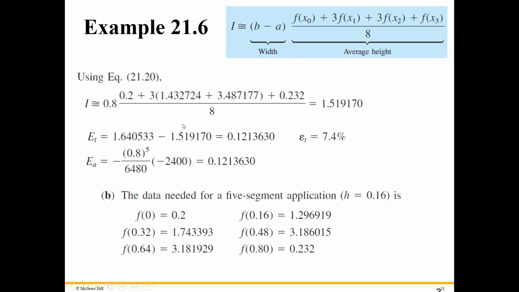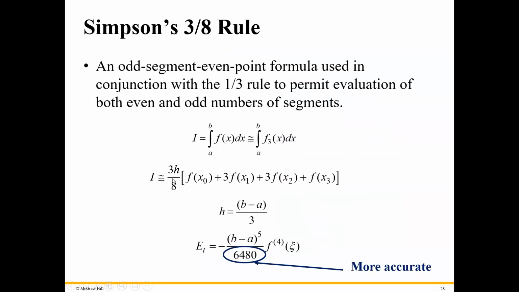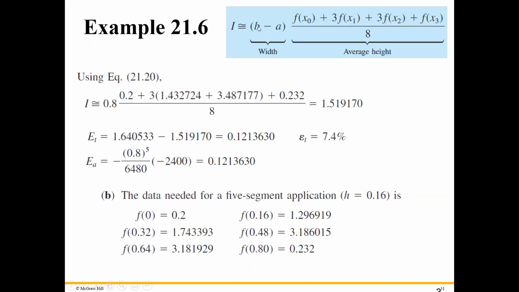In this case, the simplified form is, if you take h equal to (b minus a)/3, the 3 will cancel with this. If we put h over here, it will remain as (b minus a) divided by 8. So this is how we apply this formula, and it gives us an answer of 1.51917, which gives a true error of 7.4%.